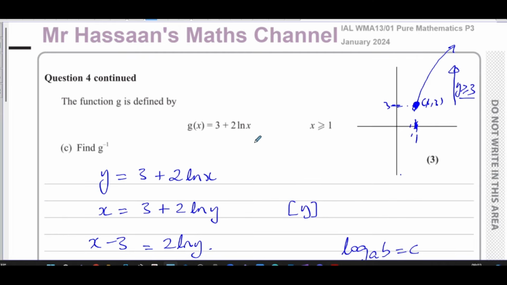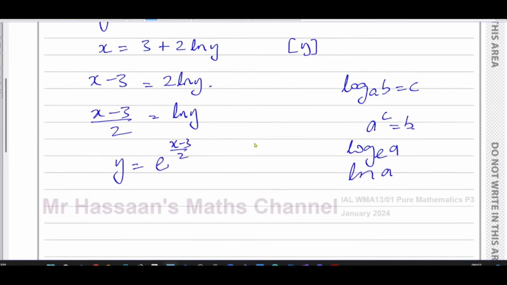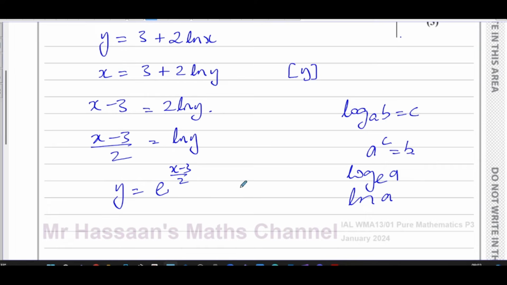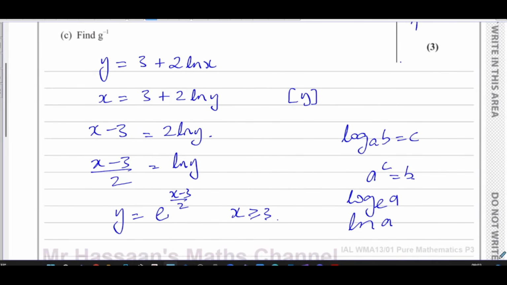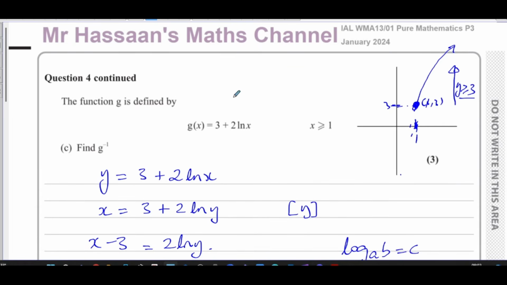So that's the range of the original function, which is going to be the domain of our function here. So the domain of this function is x is greater than or equal to 3. And you can see that if you were to draw the inverse function for this, instead of starting at (1, 3), it's going to start at (3, 1). It's not very accurately drawn, but it's going to look something like that. It will be a reflection in y equals x if you draw accurately.